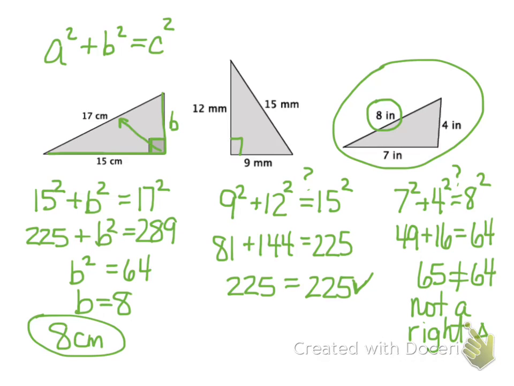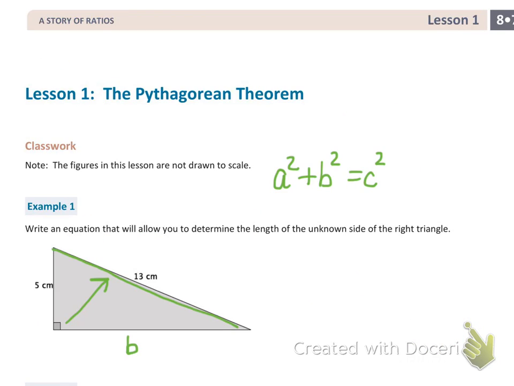Okay, so the 8-inch side had to be the hypotenuse in that if there was going to be one, which there wasn't because it didn't end up being a right triangle, but just know that. Okay, so the equation that we're going to write is, so these are the legs here, the 5 and the b are the legs. So this is 5 squared plus b squared is equal to 13 squared. Okay, so go ahead and solve that equation to determine the length of b.